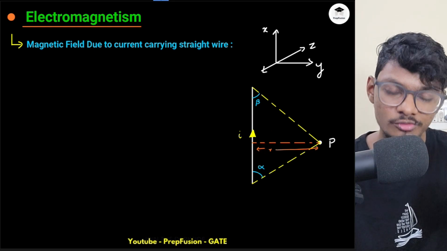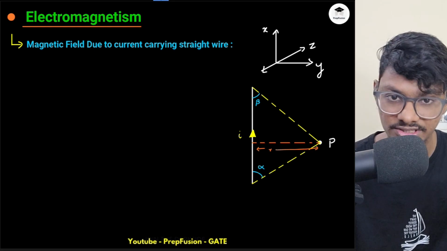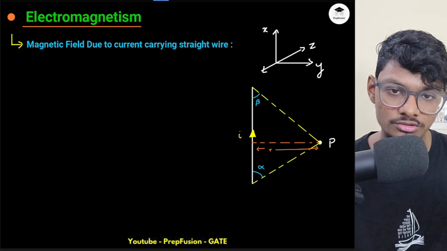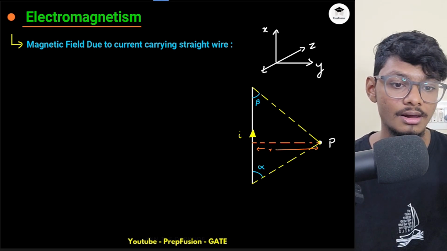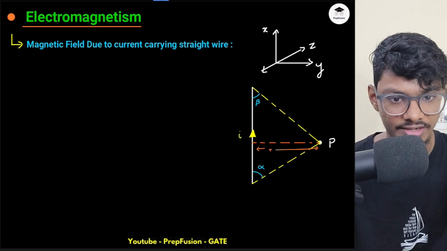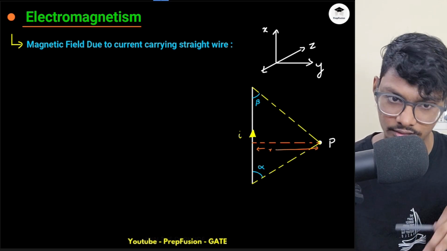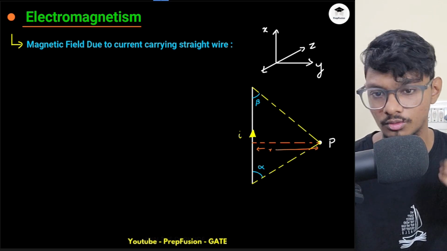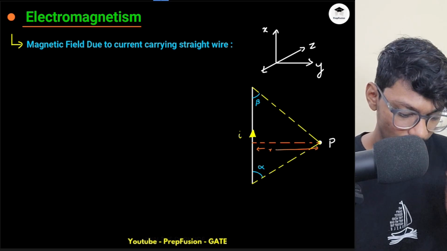So I have told you that if a current is flowing through a wire, a magnetic field is getting produced, but how much is the magnitude of the magnetic field, that I will derive here. And directions, obviously you can do it with the help of right hand rule. Okay, so I will just take a small element.